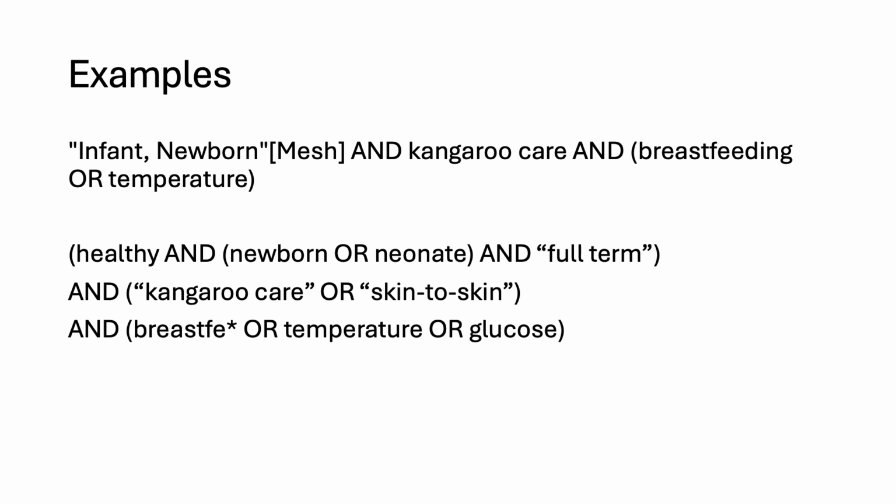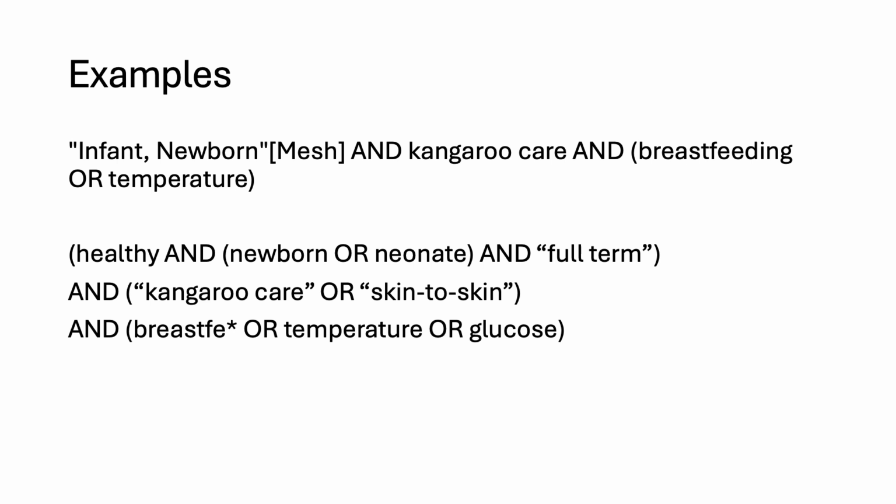Our next example is a very different kind of search. I've used a few more of the search techniques that we went through a couple slides ago. And this is one that only uses keyword terms. It does not use any of the subject headings like MeSH terms. So here I'm looking for healthy and newborn or neonate and full term as a phrase. That's really getting at our population. We want healthy, newborn, full term infants for our PICO question.